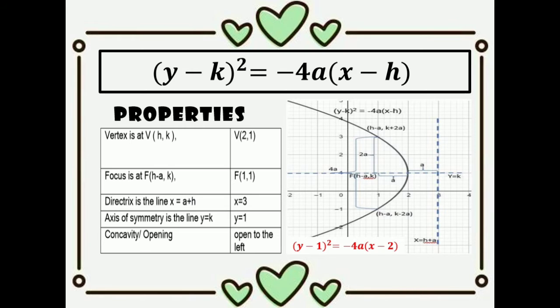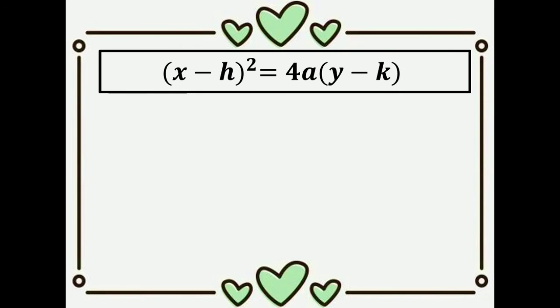The vertex of this equation is (2, 1). The focus is at (h minus a, k). Again, the value of a equals 1, so the focus of this equation is (1, 1). The directrix is the line x equals a plus h, so x equals 3. The axis of symmetry is the line y equals k, so our axis of symmetry in this equation is y equals 1. And for the opening of the graph, it opens to the left.